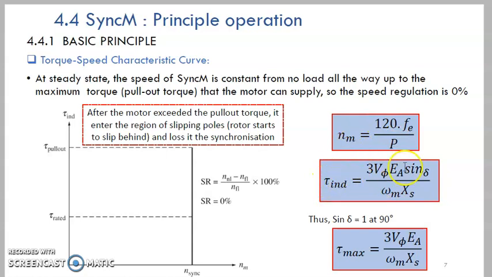So for the induced torque of a 3-phase machine, this is the equation, and delta is your load angle. After the motor exceeds the pull out torque, it enters the region of slipping poles. The rotor starts to slip behind and loses synchronization, so it cannot speed up more than synchronous speed, and it will enter the slipping region. So the speed is maintained up to synchronous speed and cannot exceed it.